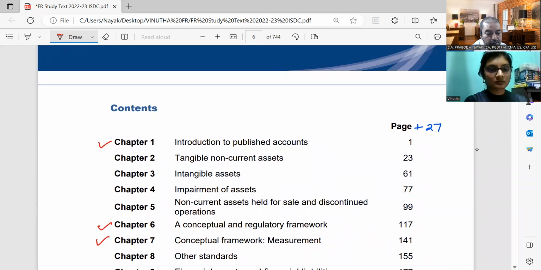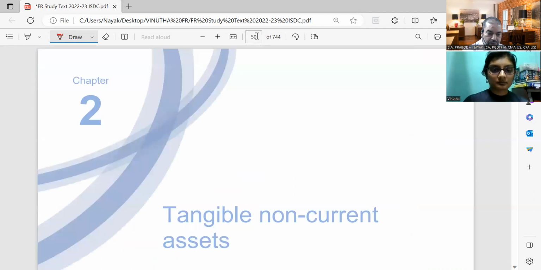Now I am starting with the main part. That is, I'm starting with chapter 2, tangible non-current assets.